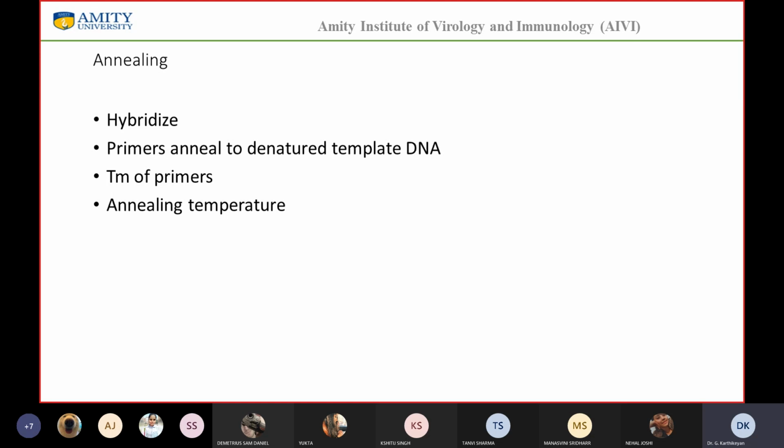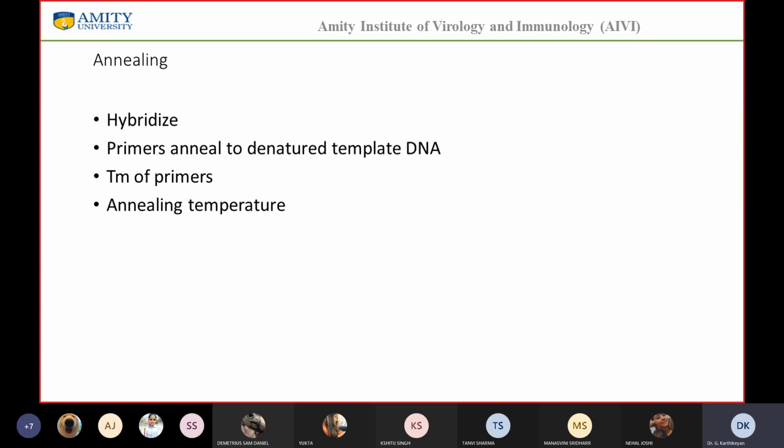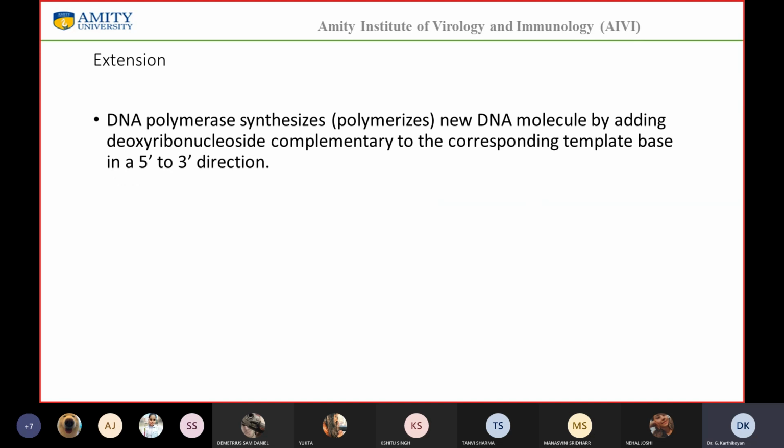It all depends on the primers. Some primers are extremely GC rich because of the sequence, so you need a slightly higher melting temperature. For certain oligos which are extremely AT rich, you will be using a lower melting or annealing temperature. You will anneal these oligos to the genomic DNA, and after you are done with that, you will go for extension.